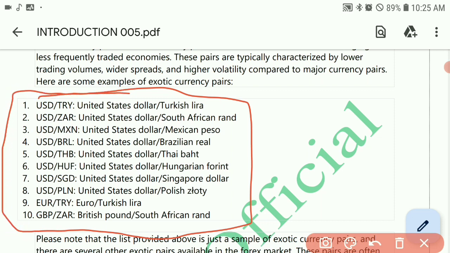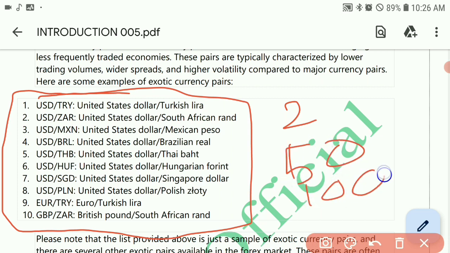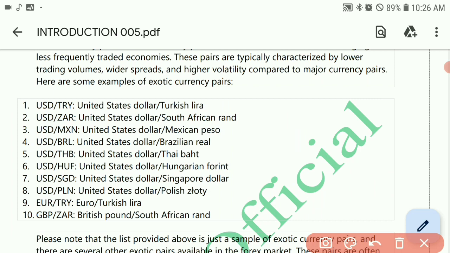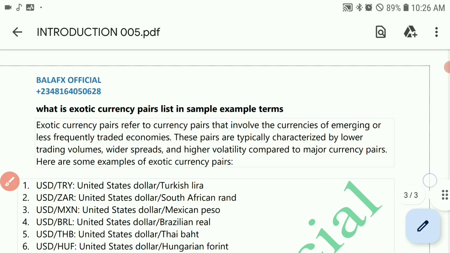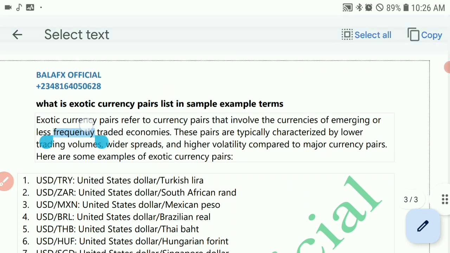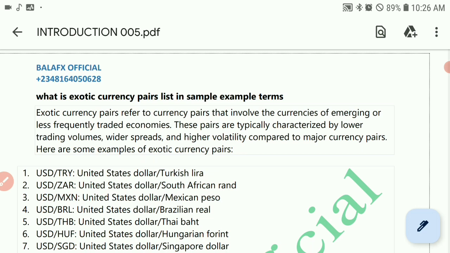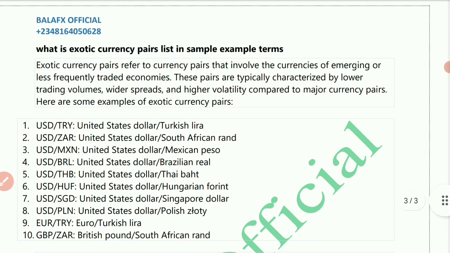It has more spread. So instead of a spread of 2, you see some of them will have a spread of 50, 100 pips. It's too high. It's too much. So as an intraday trader or swing trader, we trade currencies that are more volatile and that do not have such high spreads. Exotic currency pairs involve currencies of emerging or less frequently traded economies, typically characterized by low trading volume, wide spreads, and high volatility.